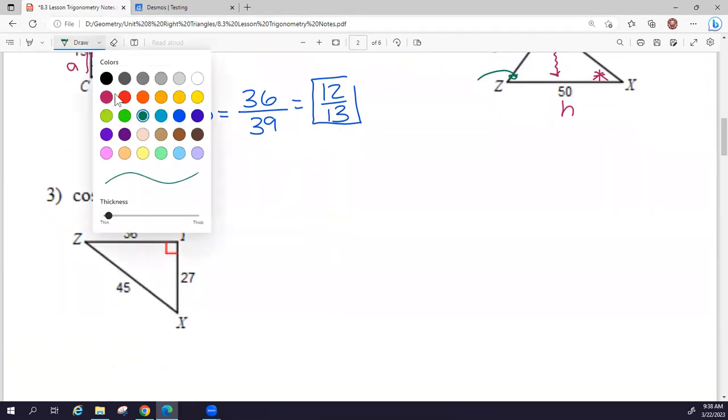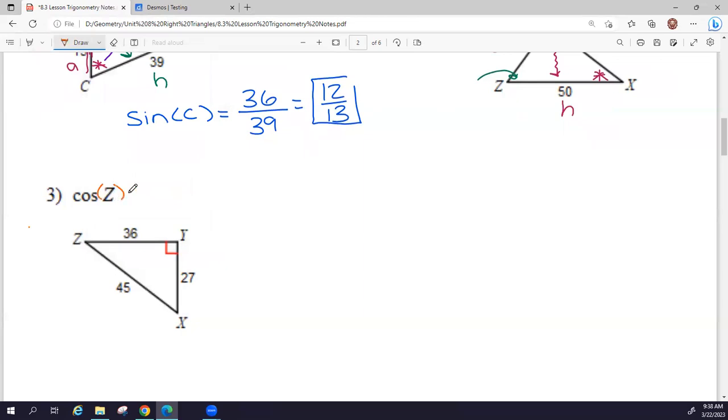Let me do one more. We want to know the cosine of angle Z. This is angle Z. 45 is my hypotenuse across from the 90. My adjacent side is always next to that angle we're talking about. It's making that angle. And my opposite side is the remaining side. It's a little bit of process of elimination.